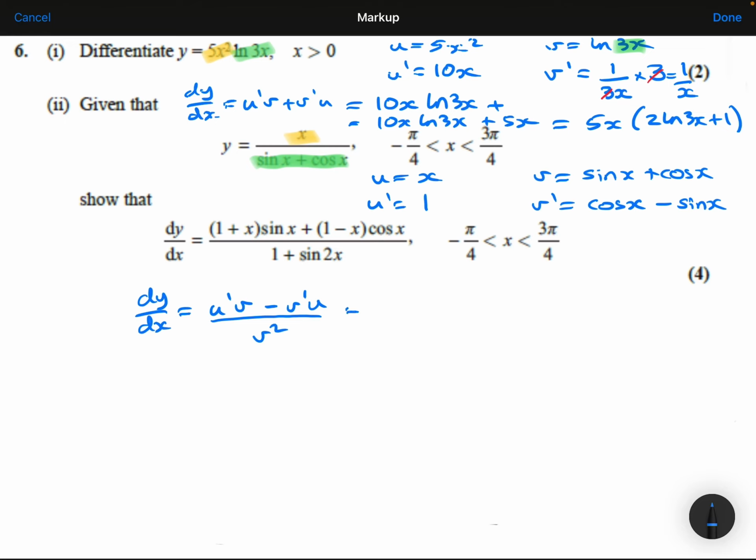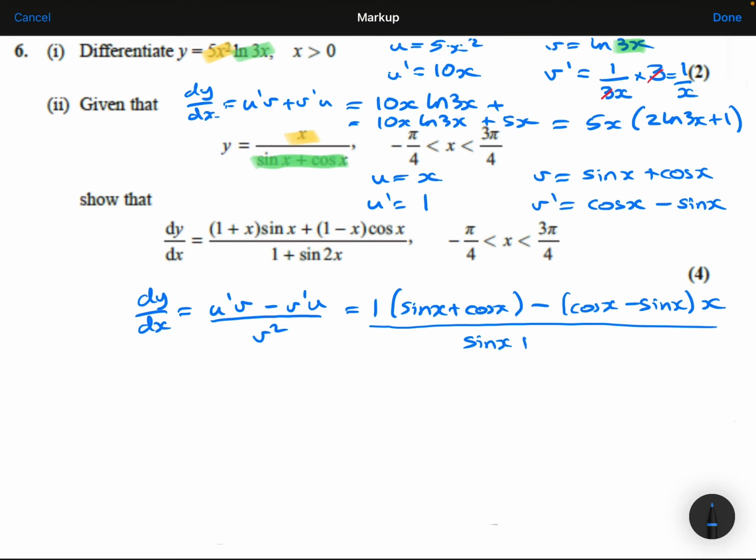So in this case, I've got the u dash, which is 1, times the sine x plus cos x, minus the v dash, which is the cos x minus sine x, multiplied by u, which is x. And that's all divided by v squared, which is sine x plus cos x, all squared.